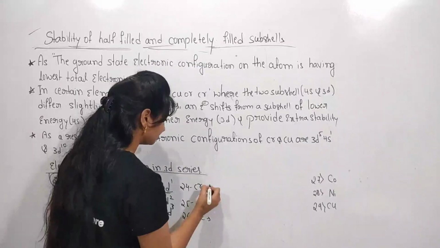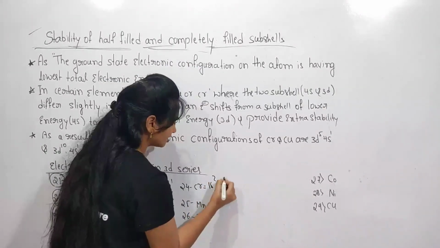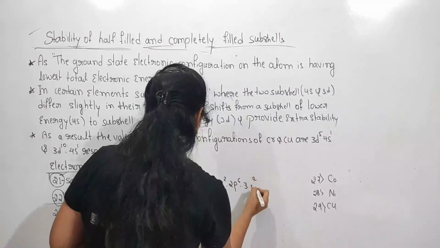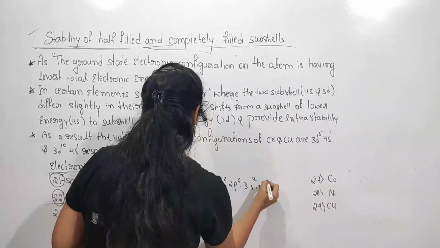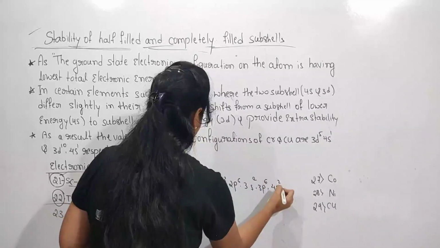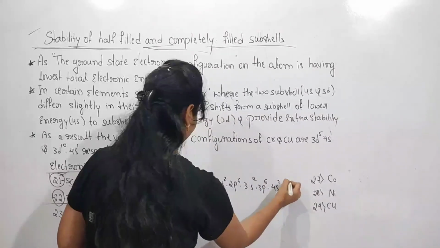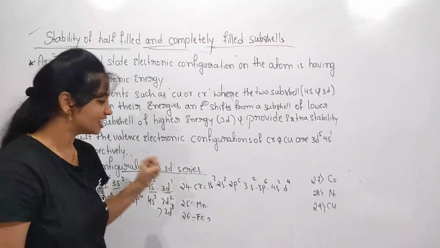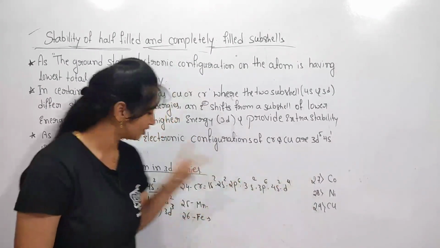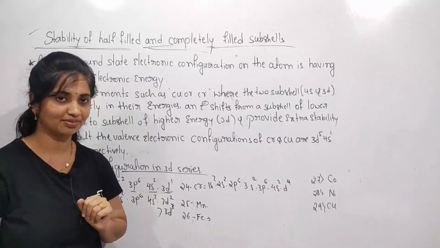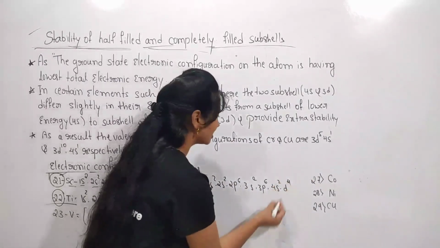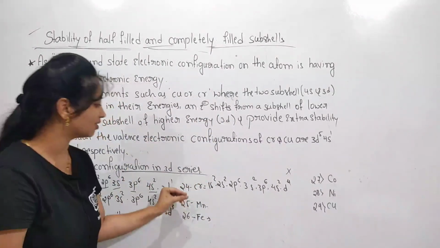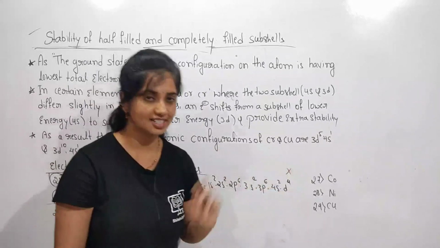See here, 1s2, 2s2, 2p6, 3s2, 3p6, 4s2, 3d4. Is this a correct configuration for chromium? No, this is a wrong configuration for chromium. In chromium, some exception is there.